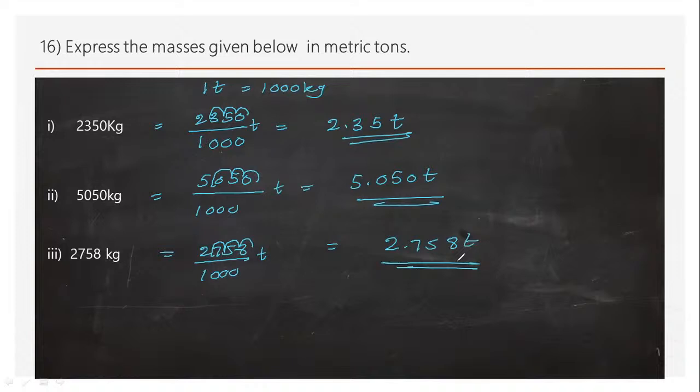2.758 tons. When we convert kilograms into tons, you have to divide by 1000. If you convert tons into kilograms, you have to multiply it by 1000.